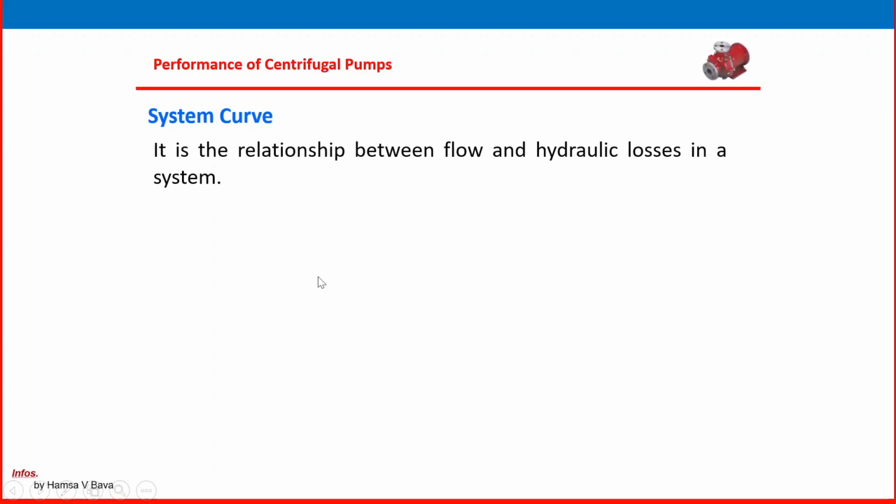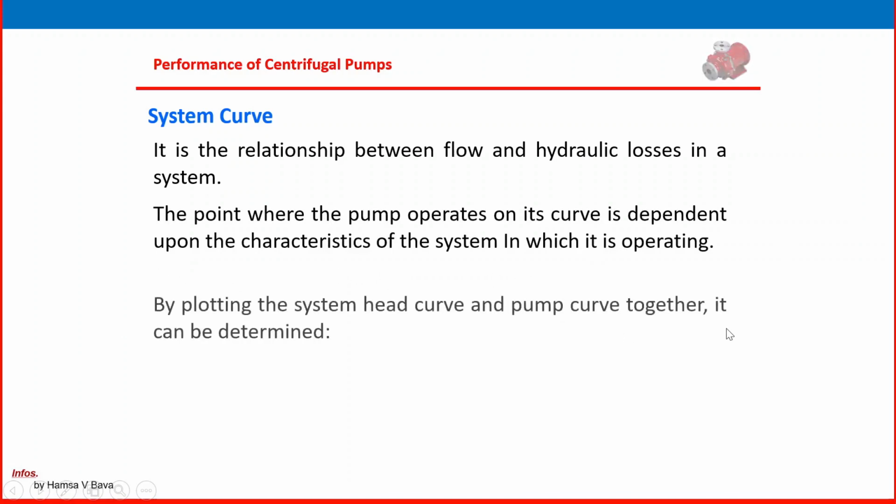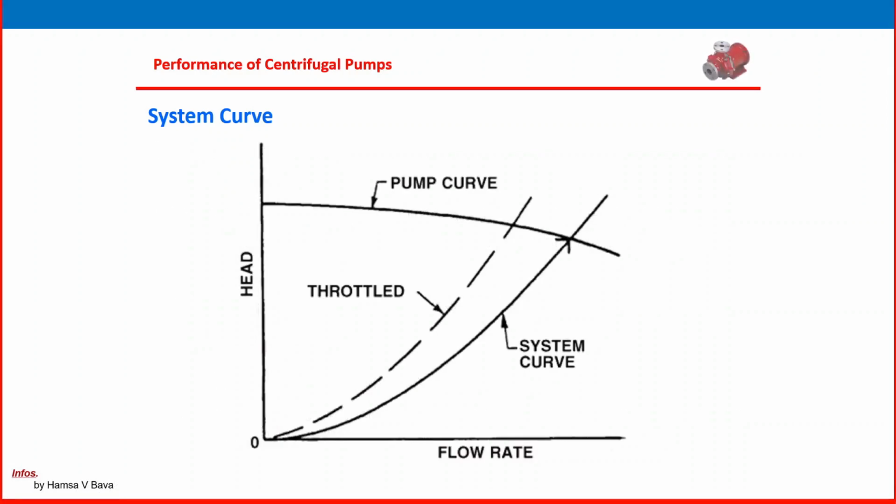One more curve is the system curve. It is the relationship between flow and hydraulic losses in a system. The point where the pump operates on its curve depends upon the characteristics of the system in which it is operating. By plotting the system head curve and pump curve together, it can be determined where the pump will operate on its curve, or what changes will occur if the system head curve or the pump performance curve changes. Let us see some of the conditions.